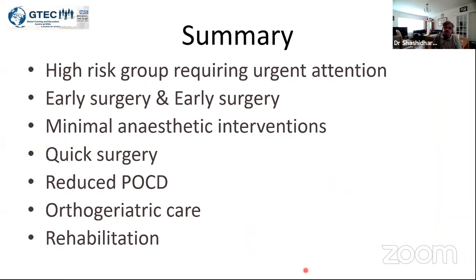In summary, what I've given you is a highlight of the need to treat fractured neck of femur as a public health emergency, and to understand they are a high-risk group of patients. You can't get them optimized 100%. Treat them early, operate on them early. That is the best form of pain relief. Minimal anesthetic intervention, using simple anesthetic techniques, and quicker surgery will help in reducing post-operative cognitive dysfunction, and support orthogeriatric care and rehabilitation.